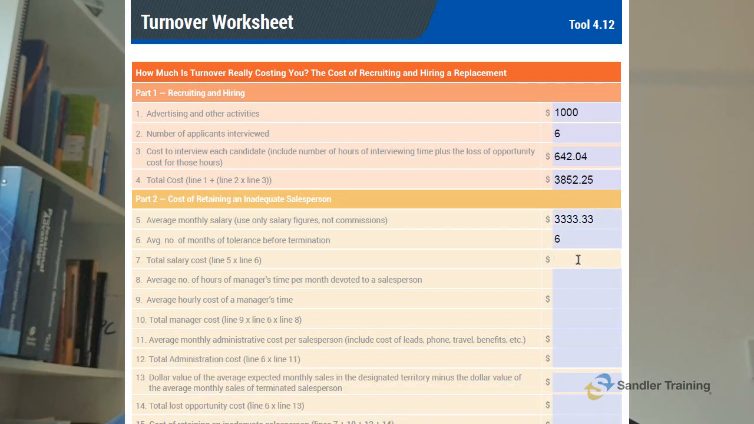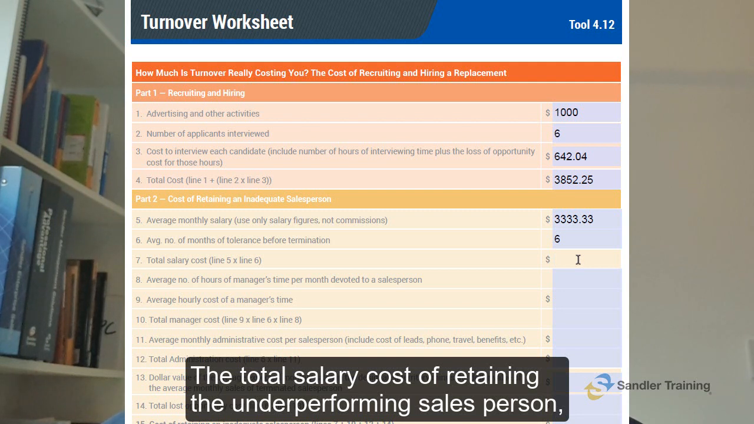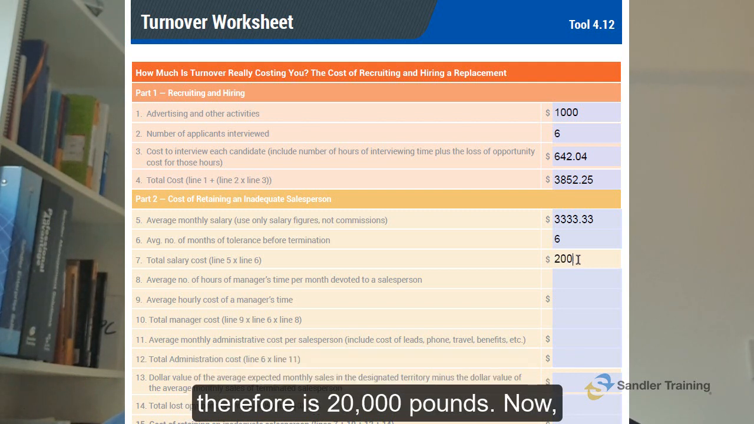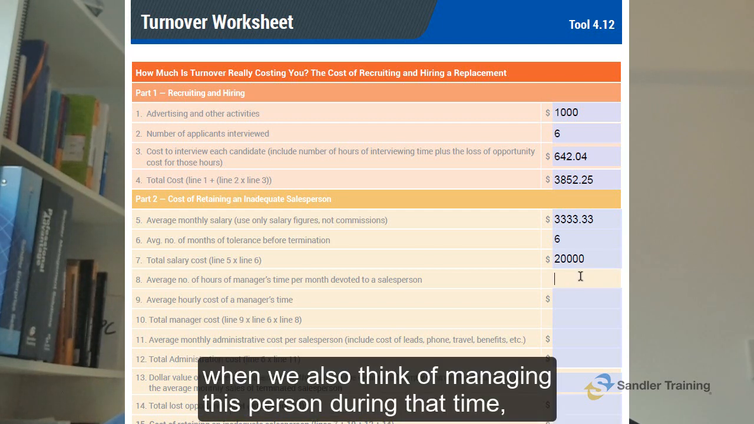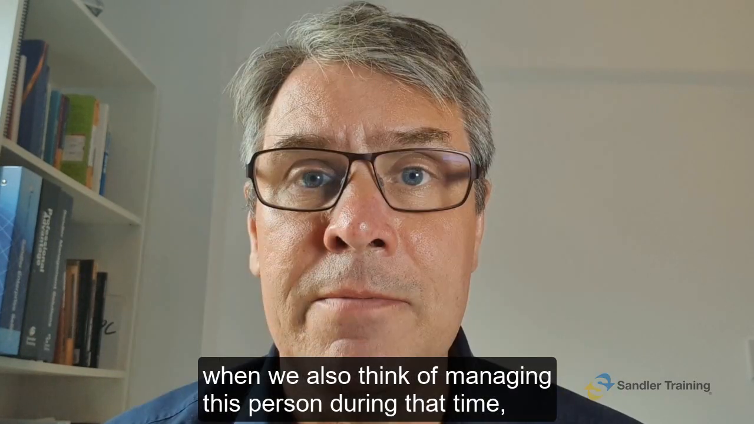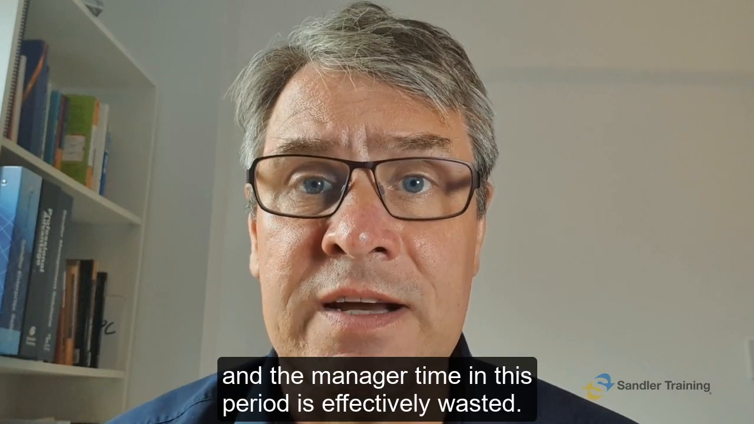The total salary cost of retaining the underperforming salesperson, therefore, is £20,000. Now, when we also think of managing this person during that time, the manager time in this period is effectively wasted.